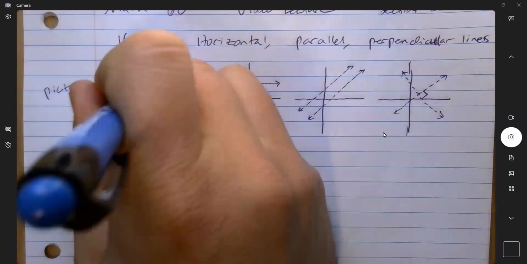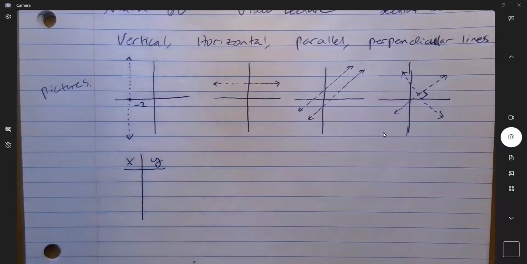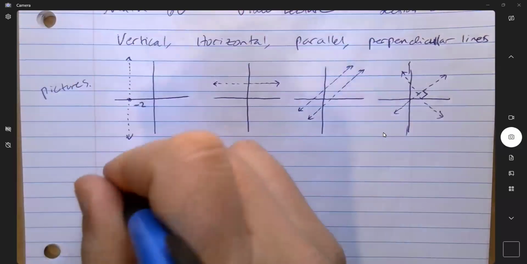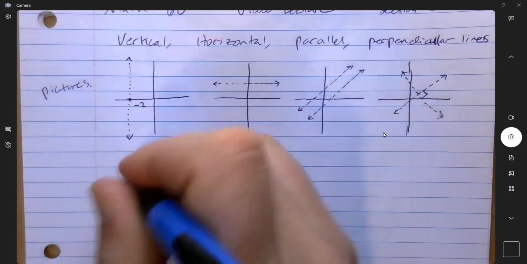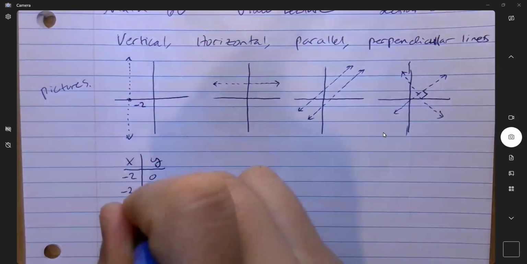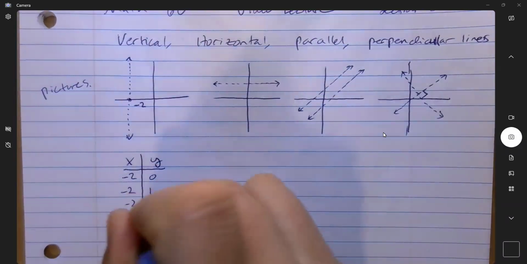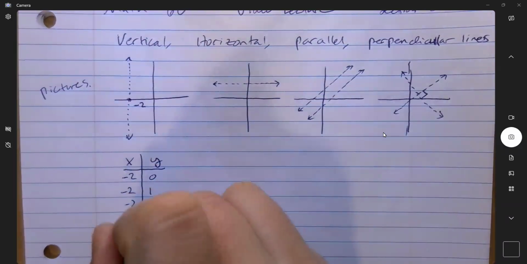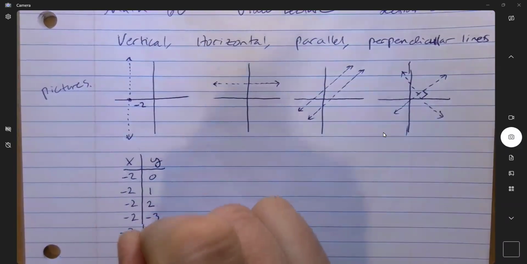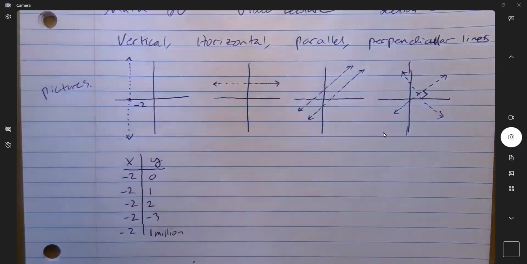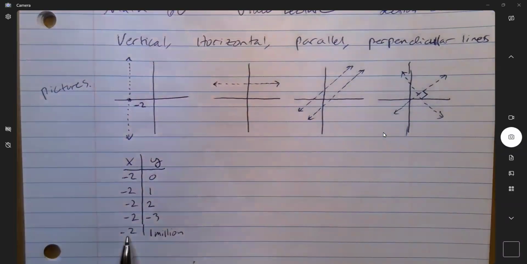Let's suppose that number right there is -2. So if you notice, everywhere on this line, the x is -2. It's -2 when y is 0. It's -2 when y is 1. It's -2 when y is 2, and when y is -3, even when y is 1,000,000, the x value is still -2. So a vertical line always has x equal to -2.